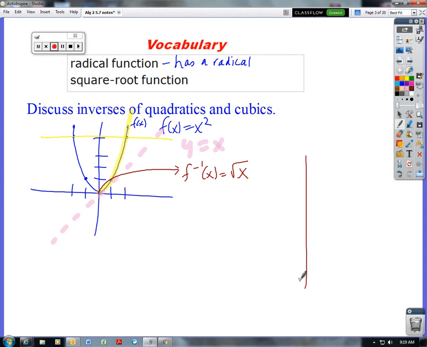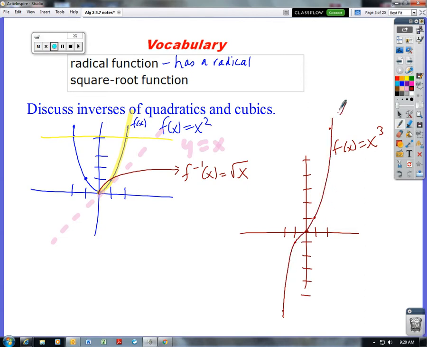And then cubics are the same idea. Let's graph the parent function x cubed. And I'm just going to graph it quickly because we've done these before. It passes through (0, 0), (1, 1), (2, 8), so way up here. (-1, -1), (-2, -8), way down there. So there's x to the third.